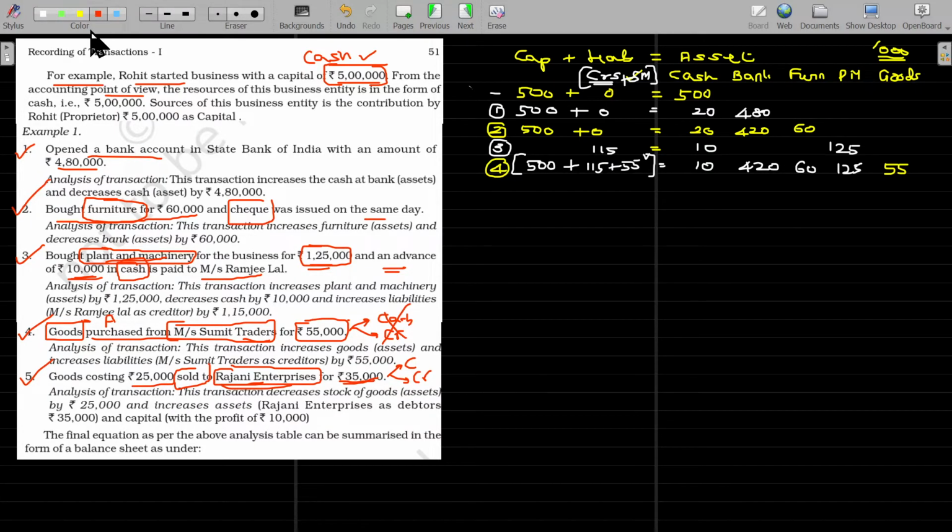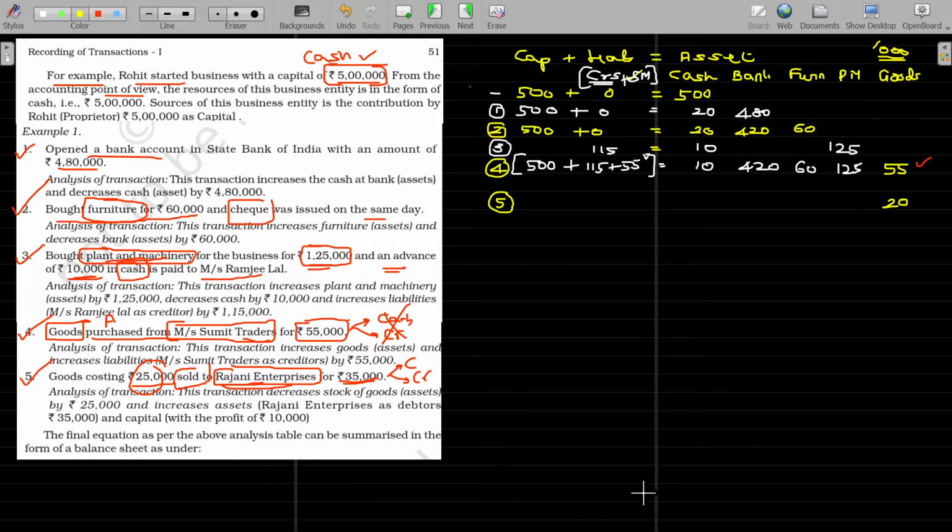Now, for the fifth transaction, goods costing 25,000 sold, then how much of your goods will be decreased? Actually, you purchased and kept 55,000 rupees worth of goods, out of which 25,000 rupees worth of goods were sold to Ranjani Enterprises. Thereafter, the 55 is now reduced to 20. And because of that, how much does Ranjani have to pay us?